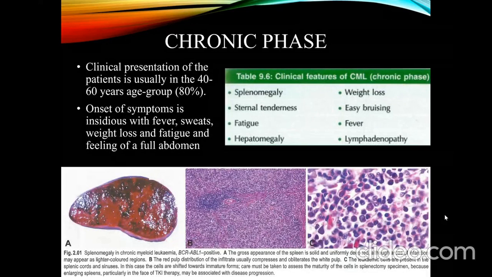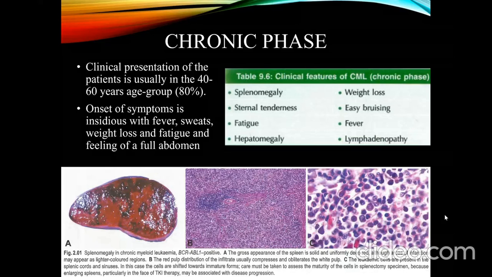First up is chronic phase. Clinical presentation of the patient is usually in the 40 to 60 years age group, that is 80%, and onset of symptoms is insidious with fever, sweats, weight loss, and fatigue, and feeling of a full abdomen. As we can see here, enumeration of the clinical features of chronic phase of CML shows us splenomegaly, weight loss, sternal tenderness, easy bruising, fatigue, fever, hepatomegaly, lymphadenopathy, all are features of chronic phase of CML.